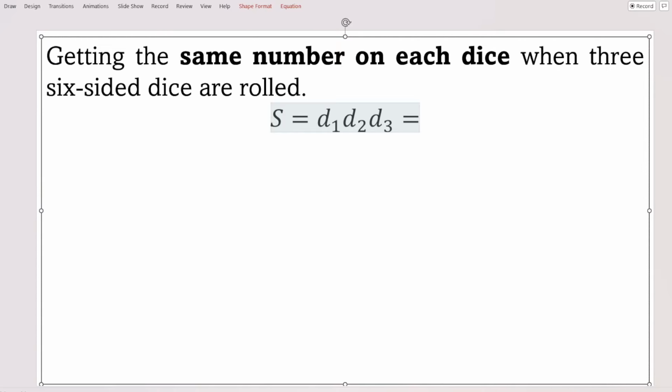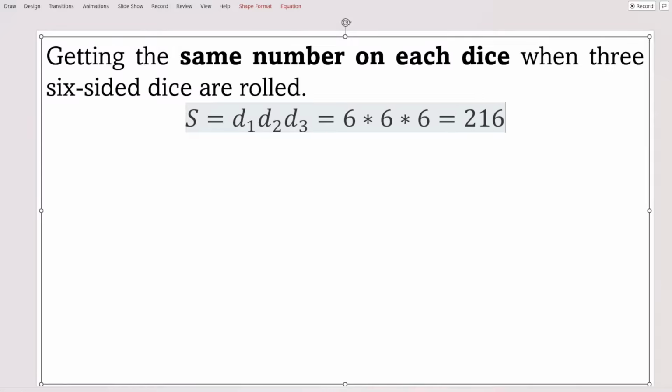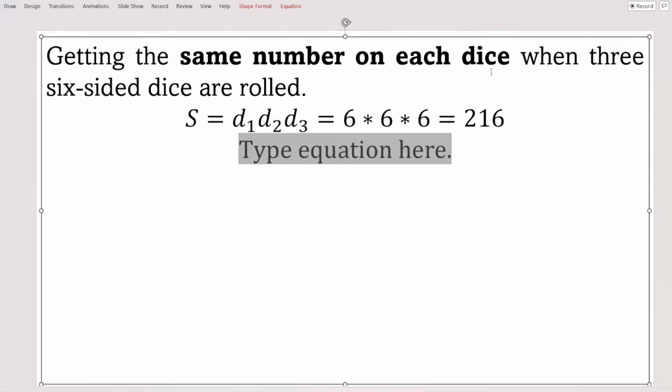So dice number 1 obviously has 6 outcomes: 1, 2, 3, 4, 5, 6. The same with dice number 2 and the same with dice number 3. So the answer here is 216. Okay, so there are 216 possible outcomes when you throw three six-sided dice.